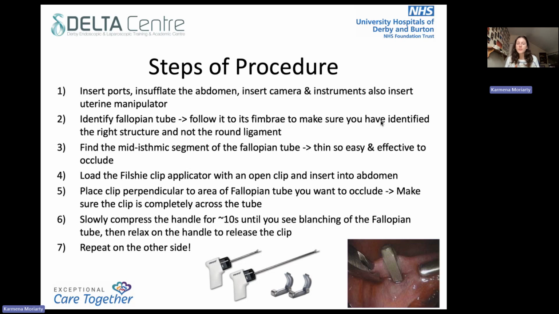And then once you're satisfied with the positioning, you slowly squeeze the handle for 10 to 20 seconds until you can see blanching of the fallopian tube. So the tissue will go from pink to a whitish colour. Then after 10 to 20 seconds, you can relax the handle to release the applicator from the clip. And then repeat that entire process on the other side.